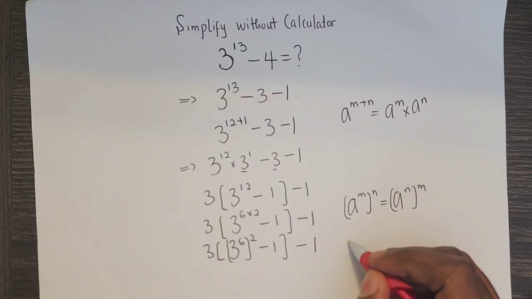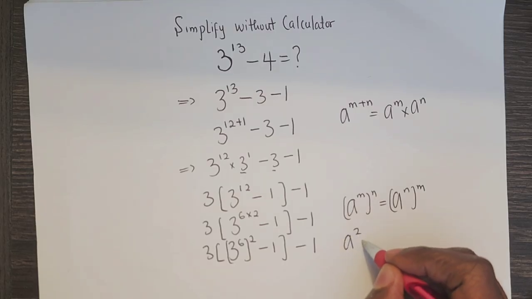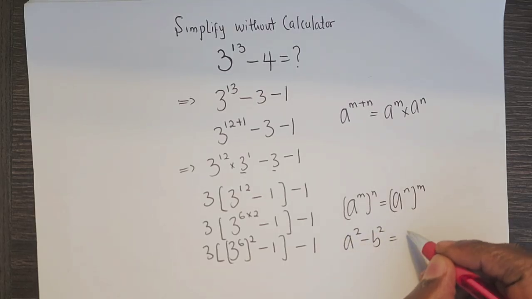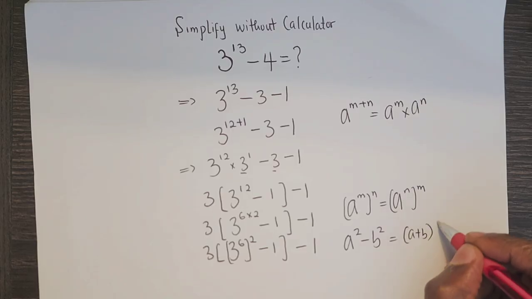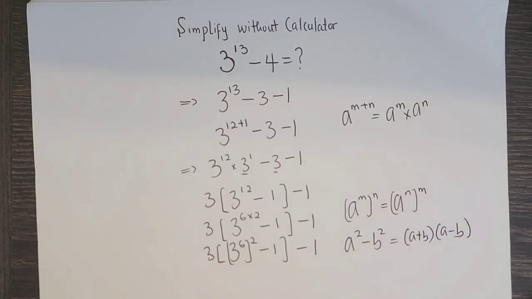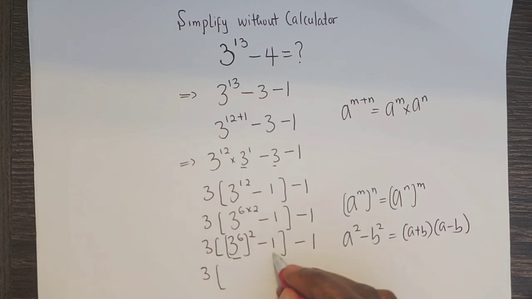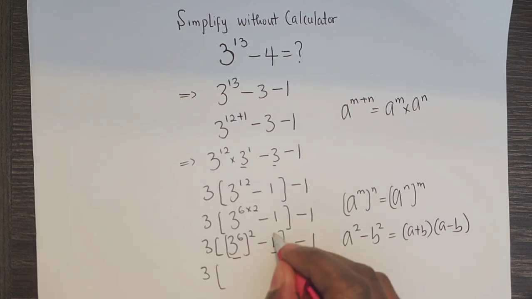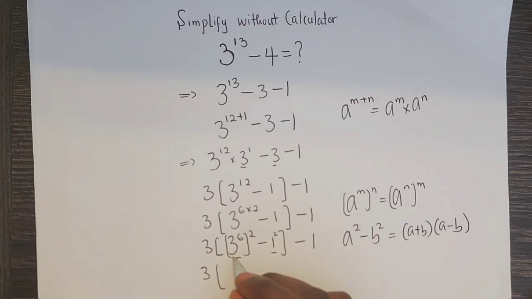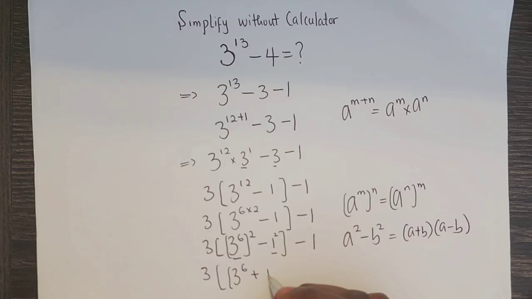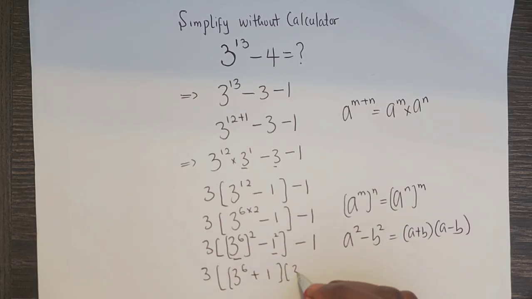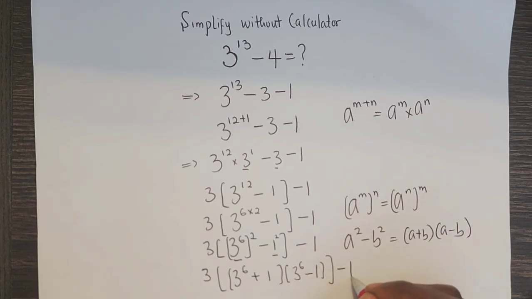Now, there's something we call the difference of two squares. When you have a squared minus b squared, this is the same thing as saying a plus b, a minus b. So applying this rule over here, I'm going to have 3 in parentheses. This is going to be my a and this is going to be my b. So this is like saying -1 squared. So my a, which is 3 to the power of 6, plus b, which is 1. And I have my a, which is 3 to the power of 6, minus b, which is 1. So this is what I've got.